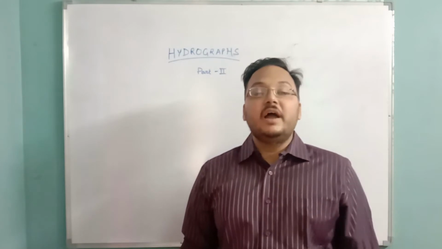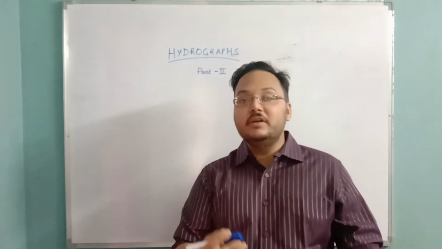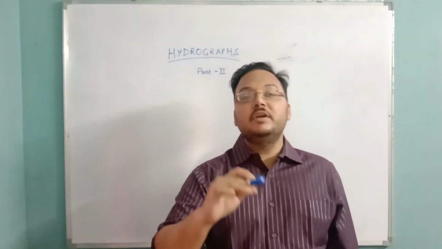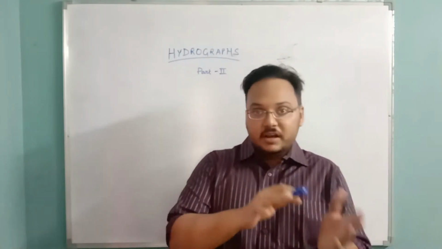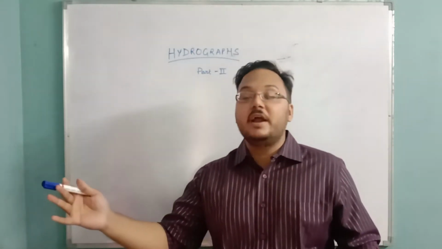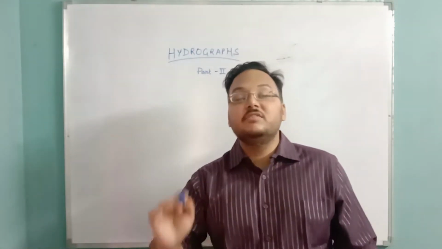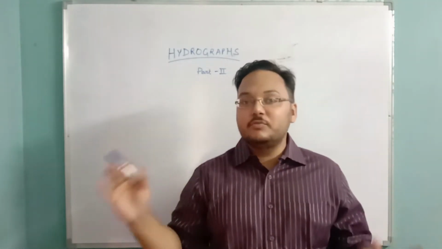The part 1 of the hydrographs included a few topics like the unit hydrograph, the components of the unit hydrograph, the derivation of the unit hydrograph and the steps to construct a unit hydrograph, the relation between the unit hydrograph and the direct runoff hydrograph or the flood runoff hydrograph. And finally, we studied the methods of superposition. So this was all about the first part of the hydrograph.